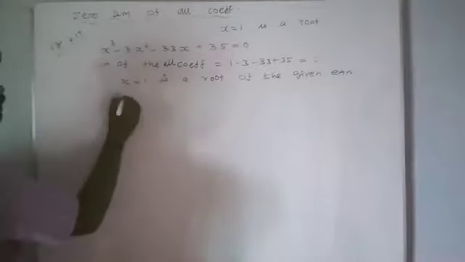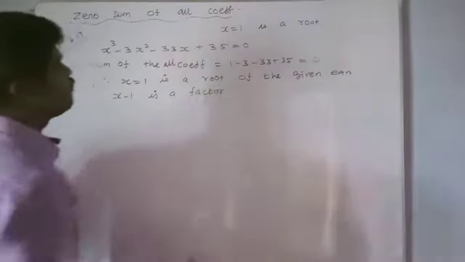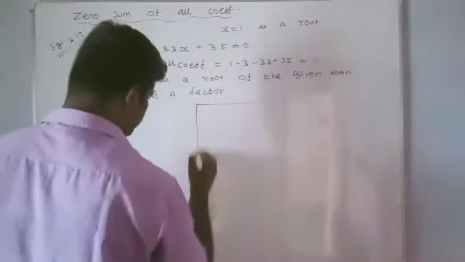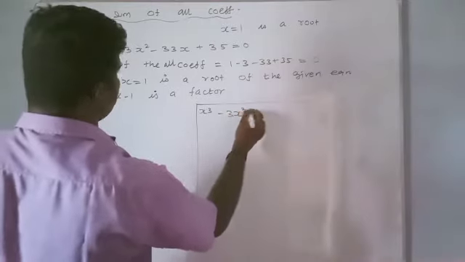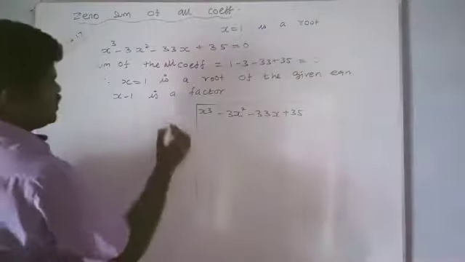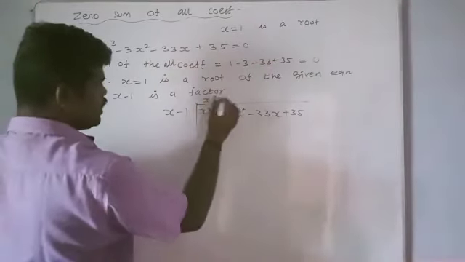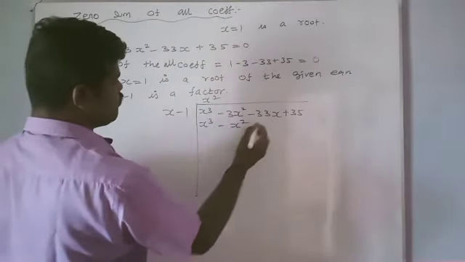If x equal to 1 is the root, it means x minus 1 is a factor. Now divide the term x cube minus 3x squared minus 33x plus 35 by this factor, x minus 1. First of all, we have to take x squared. x squared into x minus 1 gives x cubed minus x squared.